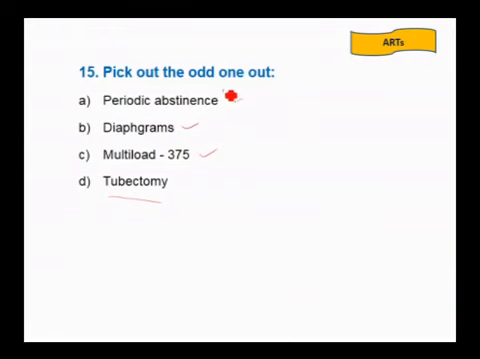So the other three are natural or temporary methods. This one alone is a permanent method. It may lead to complete sterility because of poor reversibility. So therefore the right option is D.